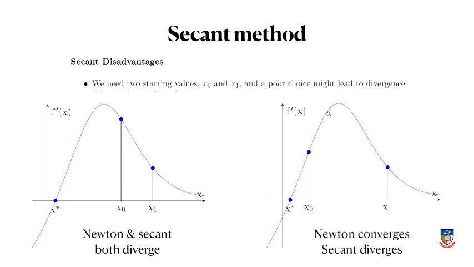Of course, if x1 was chosen to be back here, the secant method could work quite well, right? A secant through those points is going to cut close to x star. So that's the secant method, and that's it.